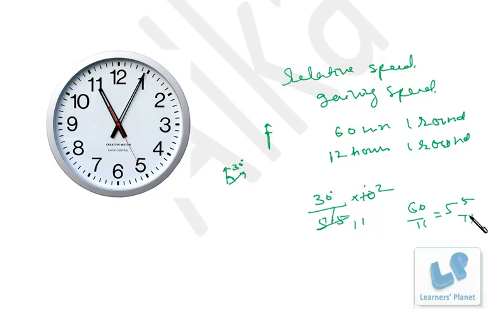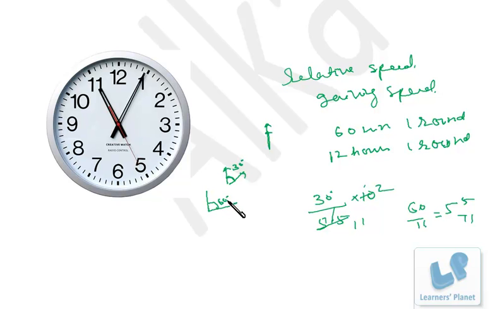So 5 by 11 minute it will take. That means after 5 by 11 minutes they will be meeting, right? So once they meet, after that the story continues, the minute hand keeps moving with a faster speed than the hour hand. And what will happen at 2 o'clock? The angle between them will now be 60 degrees.